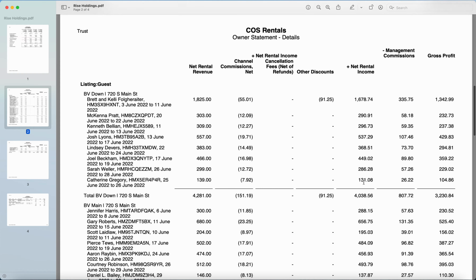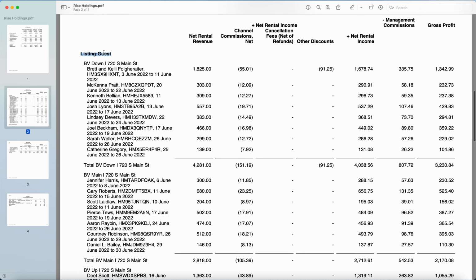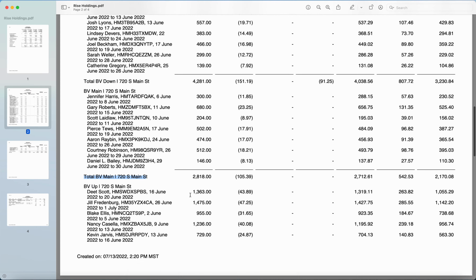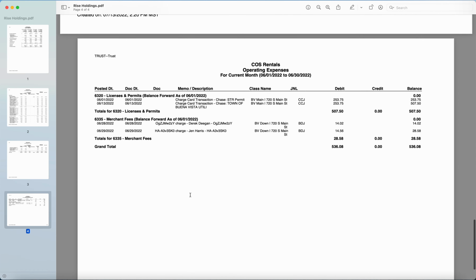As we go down, you'll see the actual booking rent roll, is a way to think of it. And this will actually outline every single guest who stayed, the dates that they stayed, their names, how much they paid, how much you paid the OTA, the online travel agency, again, Airbnb, VRBO, Booking.com, any other discounts that were applied, your net rental, how much management commission was, and your gross profit for that particular booking. These are broken down by listing. So you can see here's the total for this listing on booking revenue, here's the total for this listing on booking revenue, etc.